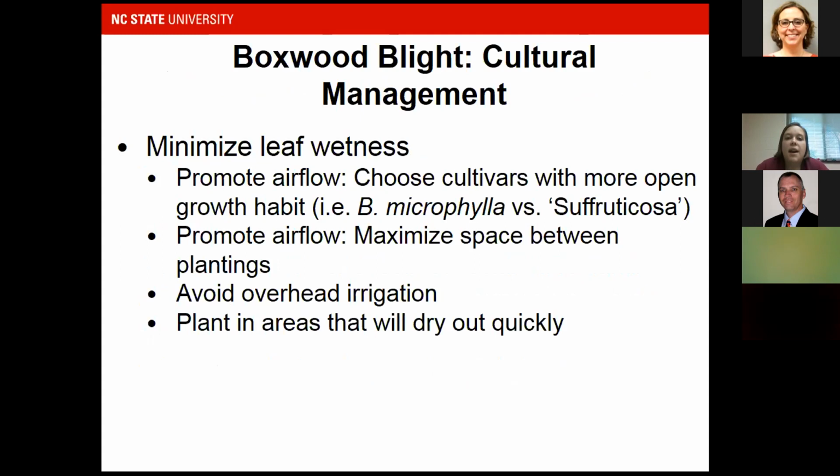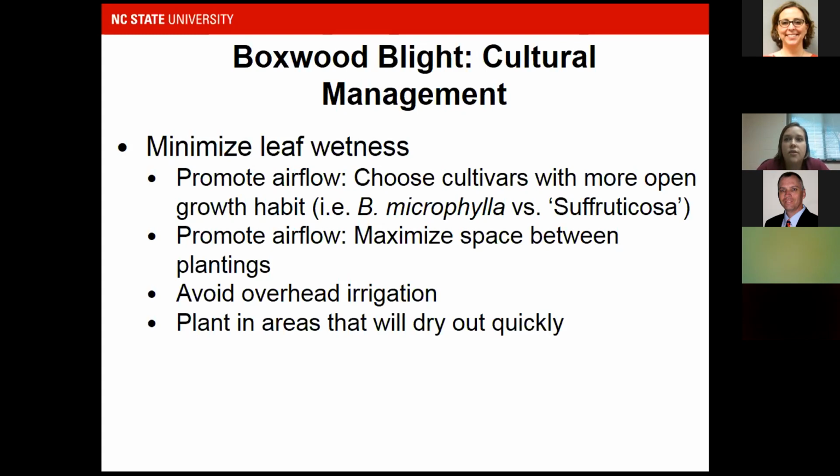It's important to minimize leaf wetness, so either through your pruning or choosing cultivars with a more open growth habit, you will really promote some airflow, and if it doesn't have that humid microclimate, the fungus isn't going to be as happy or growing as much. Another thing to promote airflow is to maximize the space between plantings. Very important to avoid overhead irrigation and plant in areas that will dry out quickly.